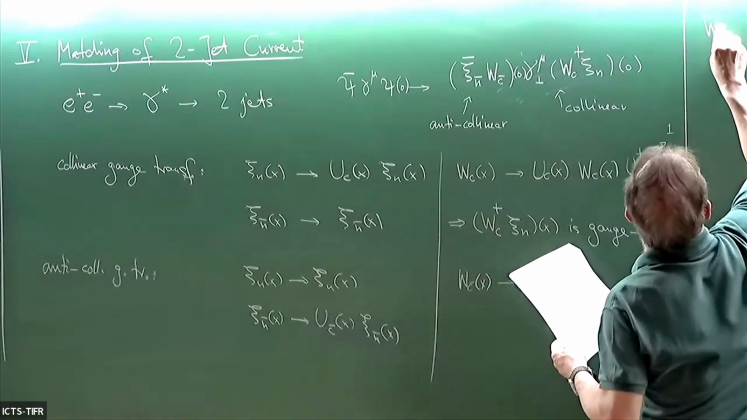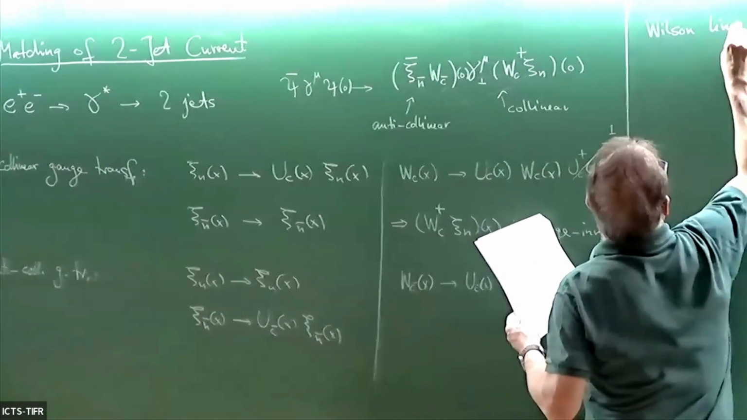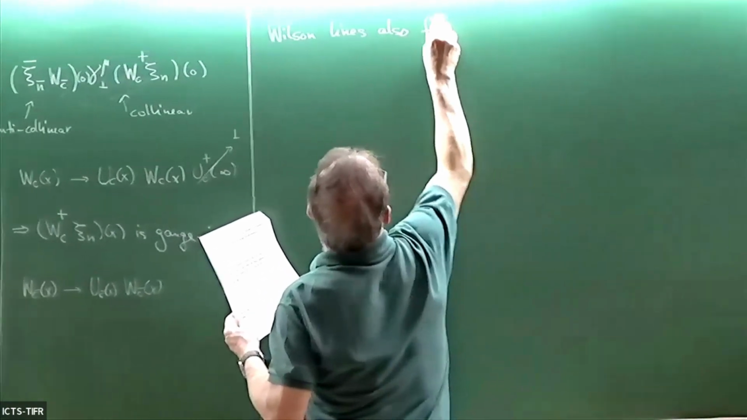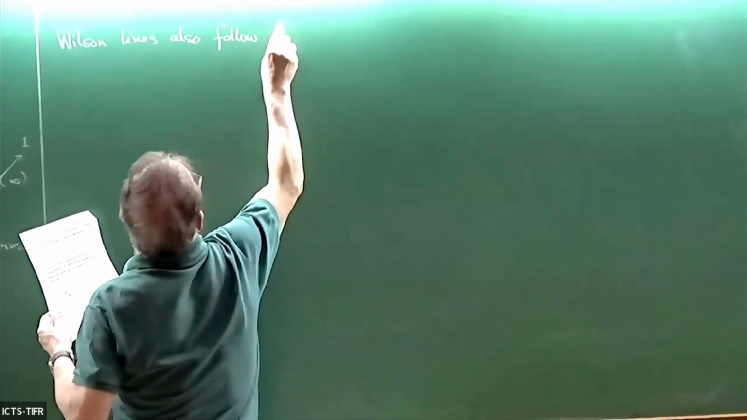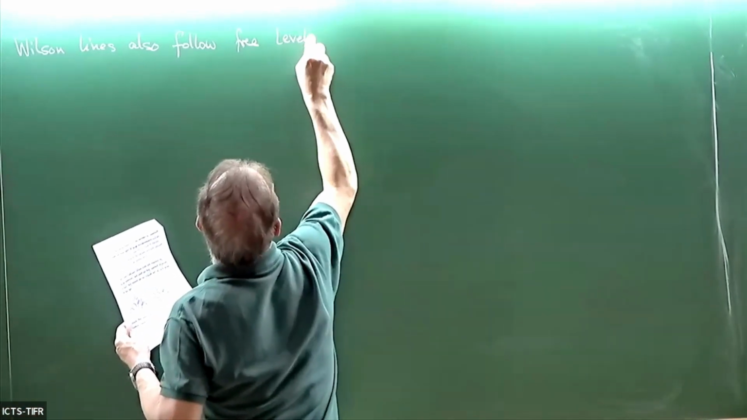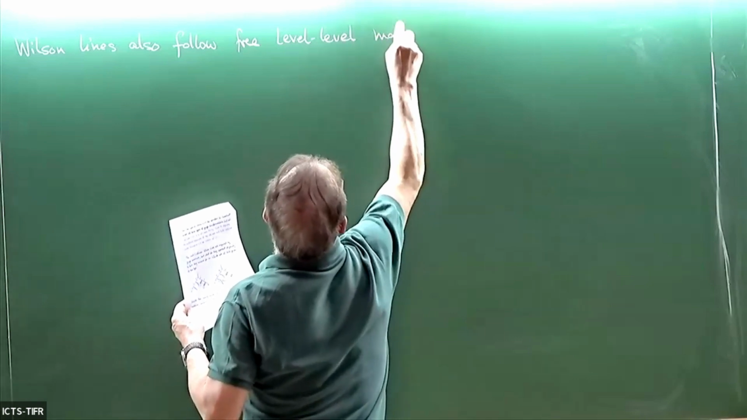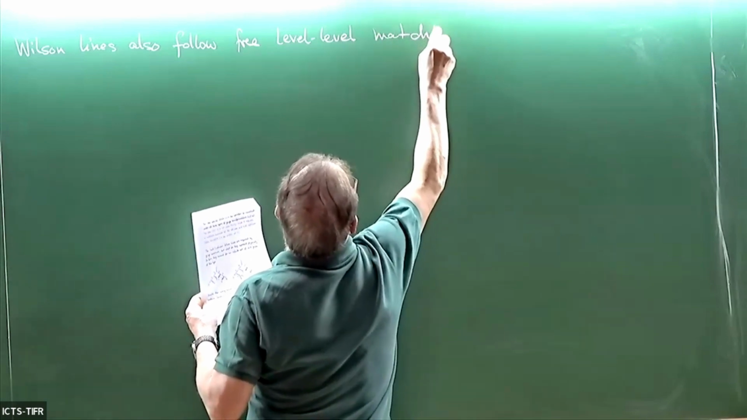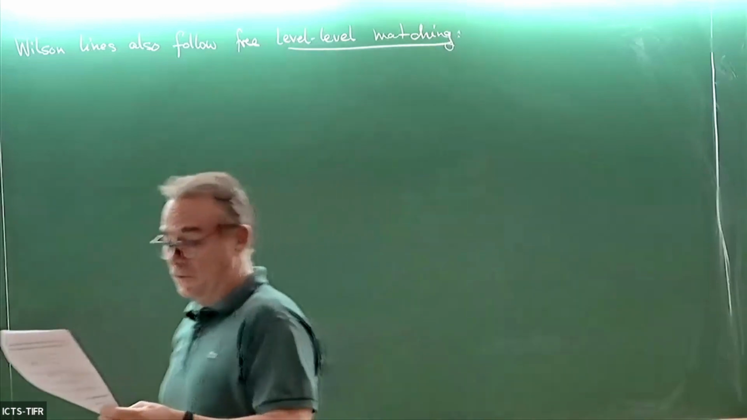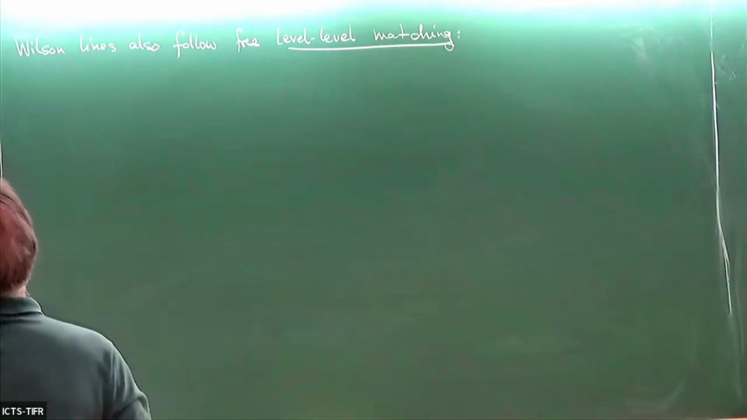And what one can show is that these Wilson lines also follow from tree level matching. What is matching? Matching means I integrate out hard quantum fluctuations. Let's see how this works.